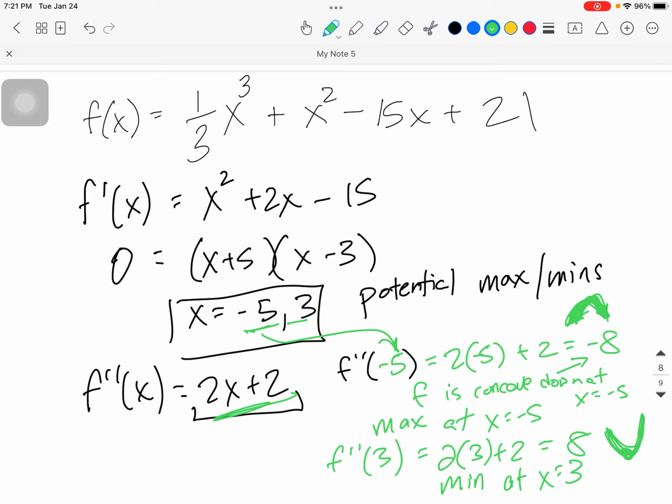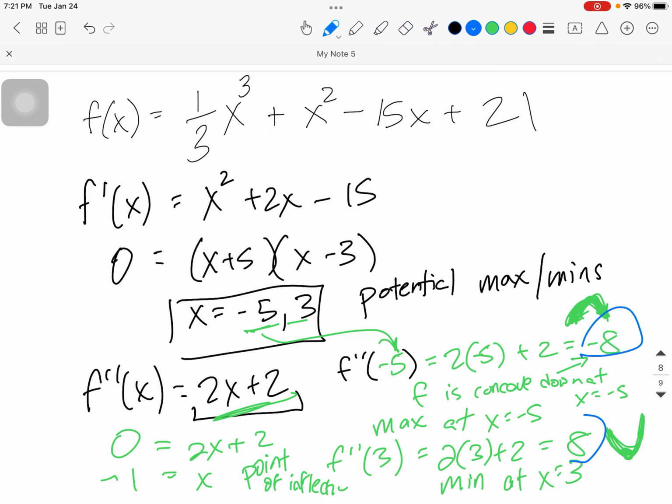A couple other things just to kind of recap the lesson so far. If you set this equal to 0 and solve, what is that going to give you? Pop quiz. I'll give you 3 seconds to think about it. If you need more, pause the video. Now, if you set it equal to 0 and solve, you get -1. And remember, that value is a point of inflection as long as the concavity changes. But based on what I did over here, it looks like the concavity changes because it changes signs.